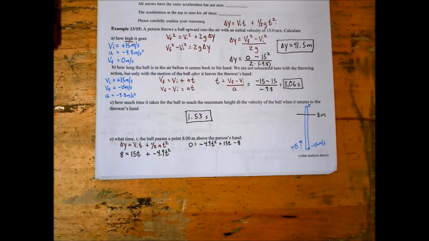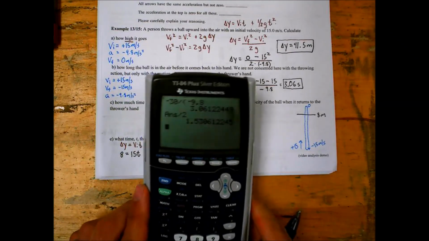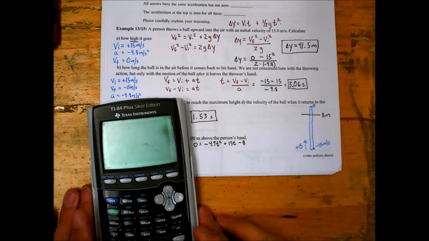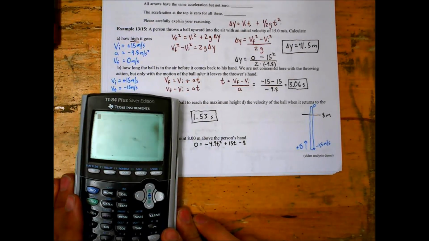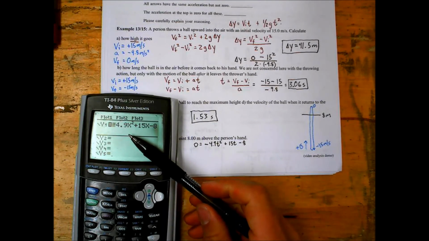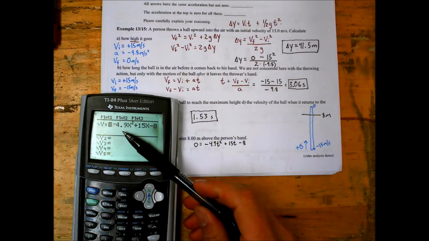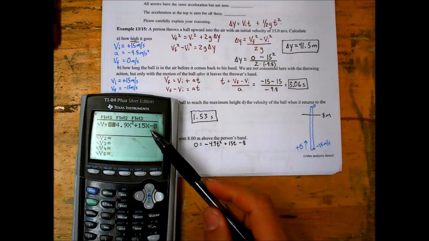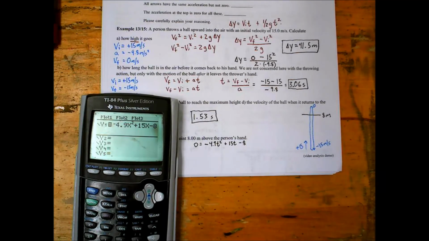Okay, now take out your handy graphing calculator. And we're going to plug this into our y equals and graph it. Okay, I already have it plugged in for us. Instead of t, you're going to have to use the x symbol. So negative 4.9 x squared plus 15x minus 8. Okay, then I'm going to hit graph. I have my window preset ahead of time so it looks nice and pretty.